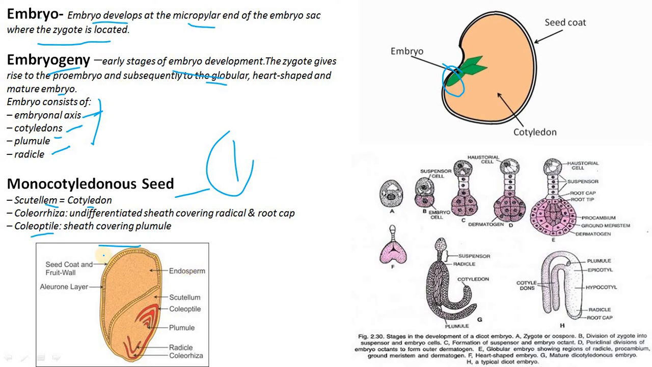This is the seed coat. This is the fruit wall. This is the aleurone layer. This is the endosperm. This is the scutellum. This is the coleoptile. This is the plumule. This is the radicle, and this is the coleorhiza.